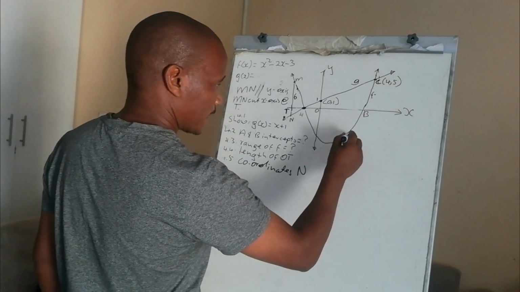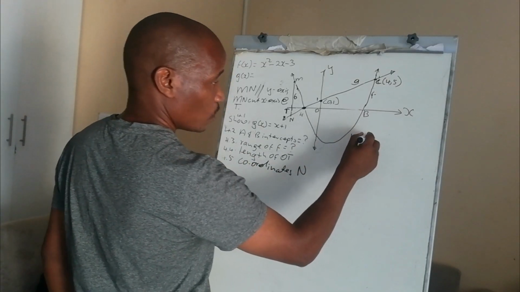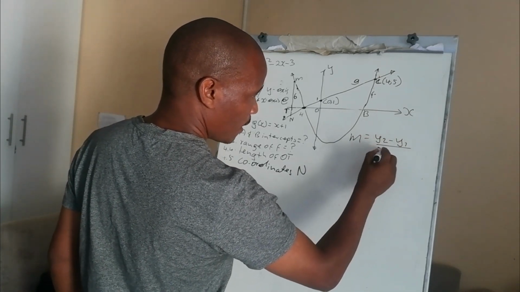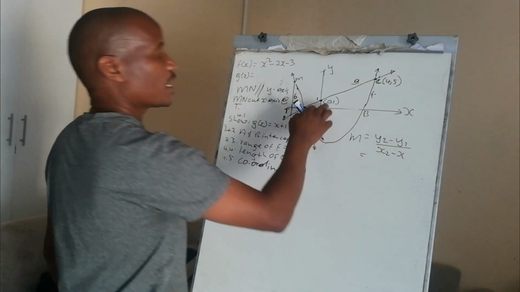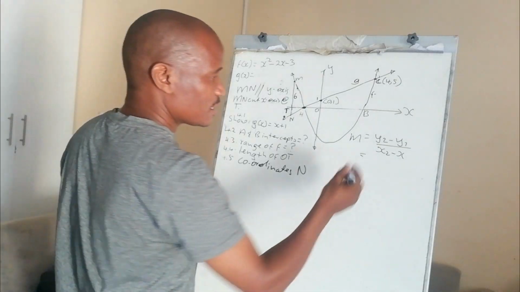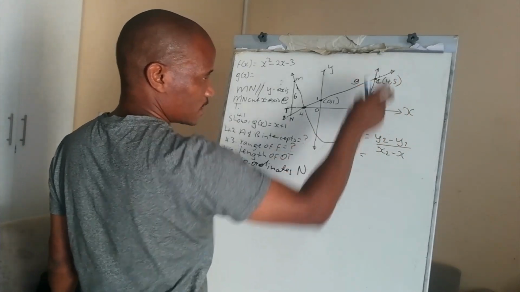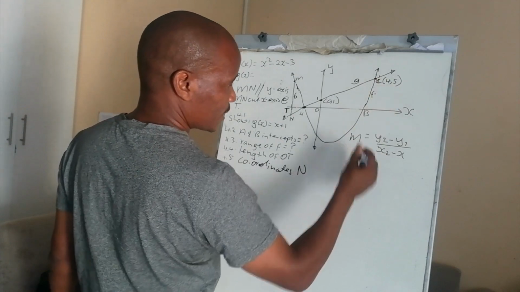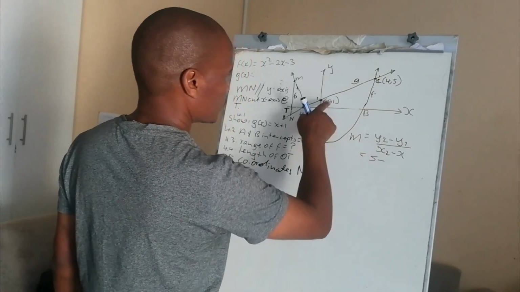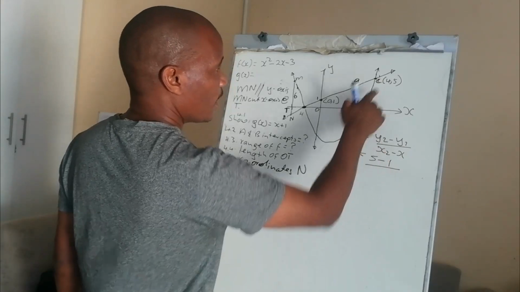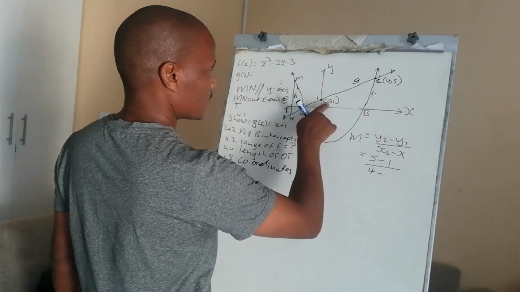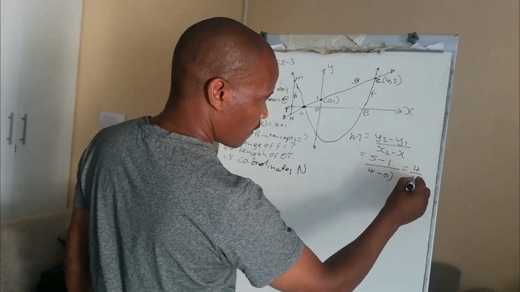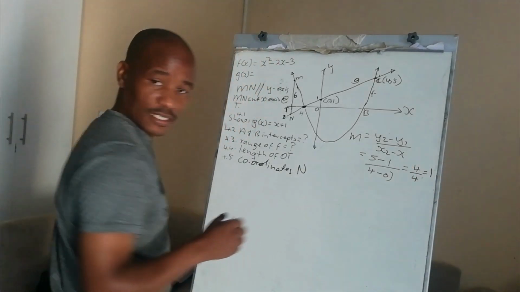And m is equal to what? The gradient, which is equal to y2 minus y1 over x2 minus x1. You can choose any point and make it y2, y1, or vice versa. Let's take that one. It will be 5 minus 1 all over 4 minus 0. And it's equal to what? It's equal to 4 over 4, which is equal to 1.